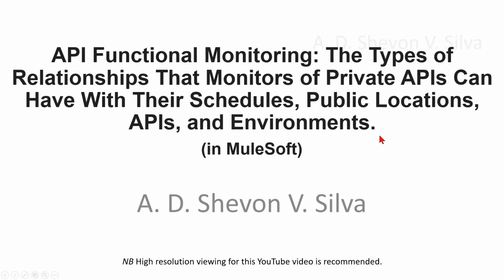API functional monitoring. The types of relationships that monitors of private APIs can have with their schedules, public locations, APIs and environments.